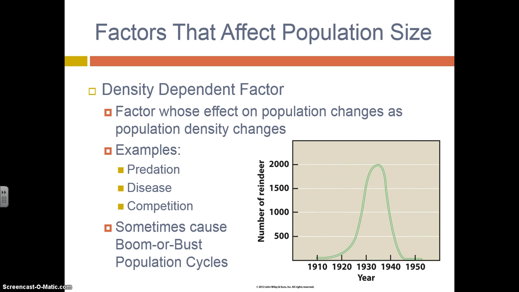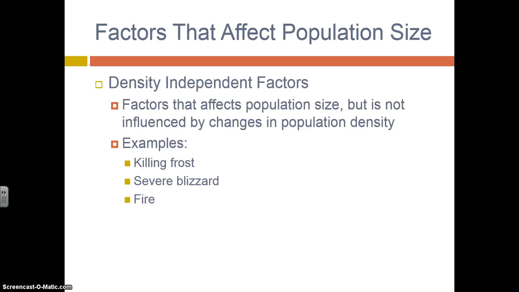So the more densely packed organisms are in an area, the more likely they are to be preyed upon, the more likely they are to spread disease, and the more likely they are to compete with each other. Now, density independent factors are those that are going to affect the entire population regardless of its size. If a wildfire happens in a forest, it's going to kill all the squirrels in the forest, whether it's one squirrel or 100. So that's the difference between density independent and density dependent factors.